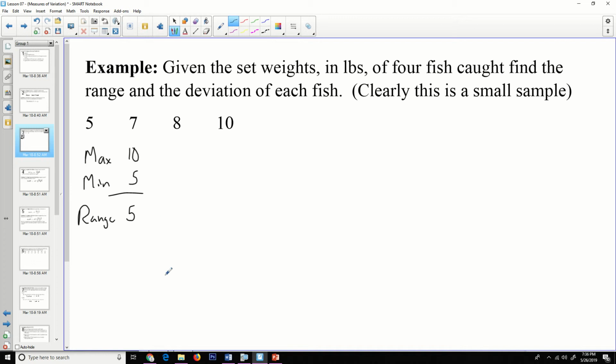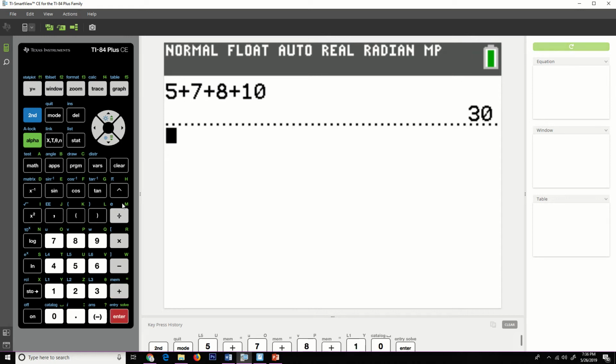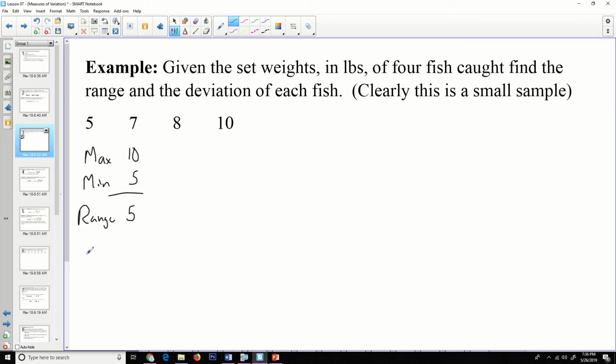All right. Then if we want to find the mean of that, we'll add up what we were given. So 5 plus 7 plus 8 plus 10 equals 30, divided by 4 is 7.5. So our mean, and since this is a sample, we'll use x bar, is 7.5.